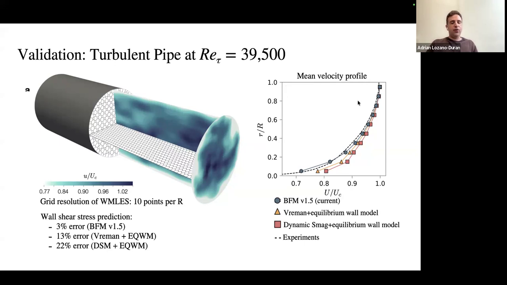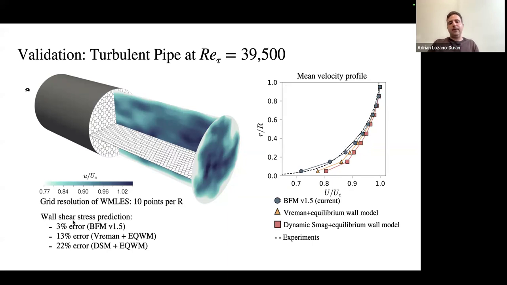And in all the cases that I'm going to be showing next, I try to follow the same colors and symbols to compare with. We are comparing with Bremen and equilibrium wall model, orange triangle, dynamic Smagorinsky with equilibrium wall model, this red square, and typically black is experiments. So this is the mean velocity profile, just to show that we do a better job.